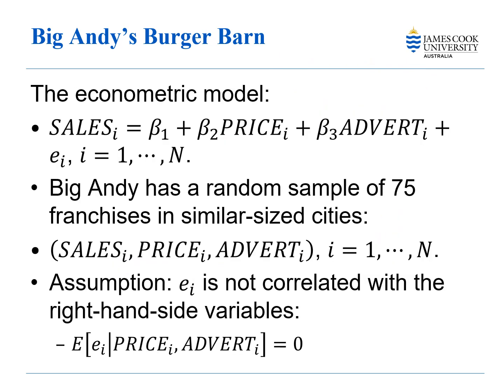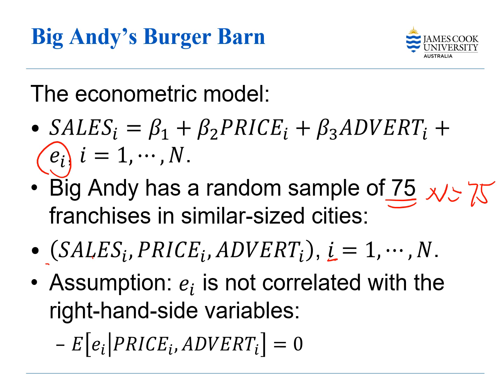All right, from the economic model, we set up this econometric model. We add the error term to capture all the other factors that might affect sales revenue. And Big Andy has a random sample of 75 franchises in similar sized cities. So that means in the sample N is 75. So there are data on sales, price, and advertising spending from city i equal to 1, 2, 3, 4 until 75.